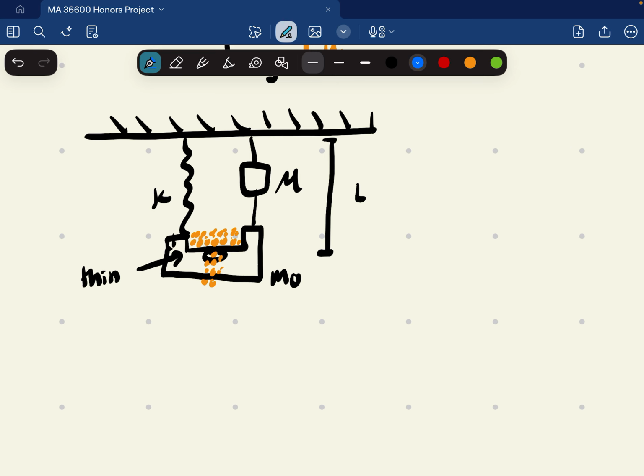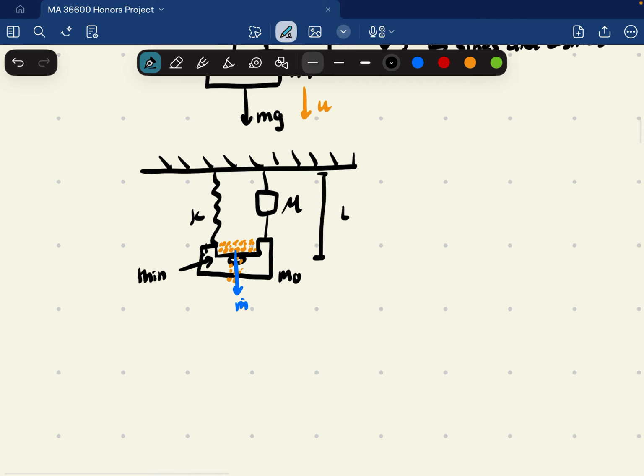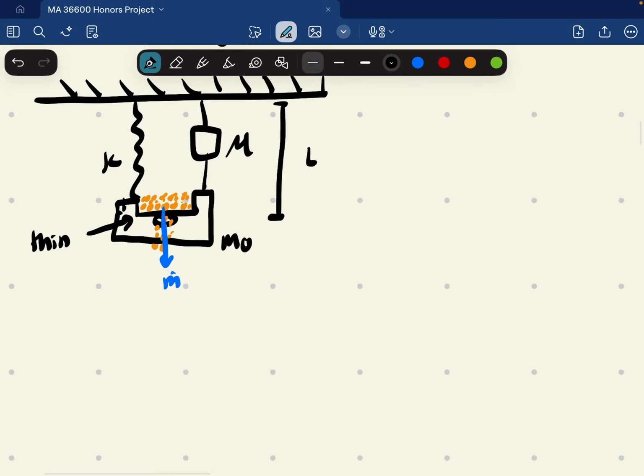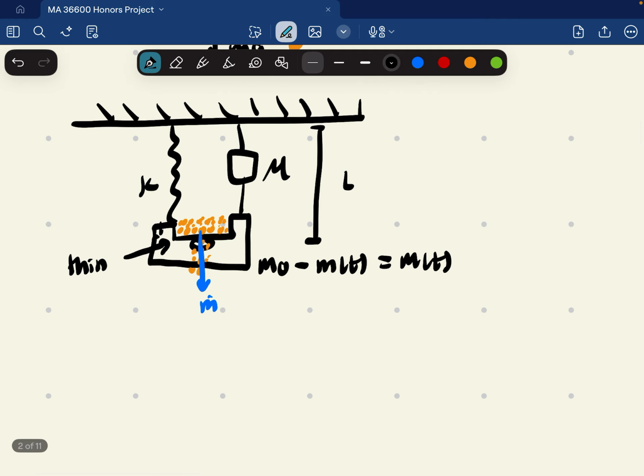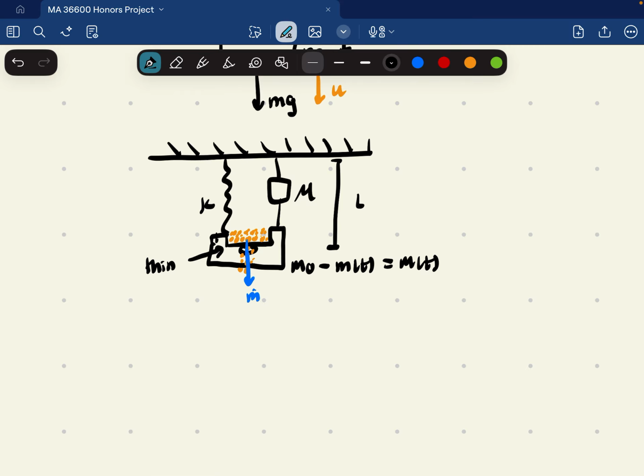So we're going to have some, I'll call it M dot, coming out of the system. That's the idea here. The sand is now going to come out of this box, so the mass is going to change. Instead of being m naught, I'm going to say minus little m of t, and I'm going to call this entire thing M of t. So it now has a variable mass, not just a constant mass, and we're going to want to analyze what kind of motion comes from this.